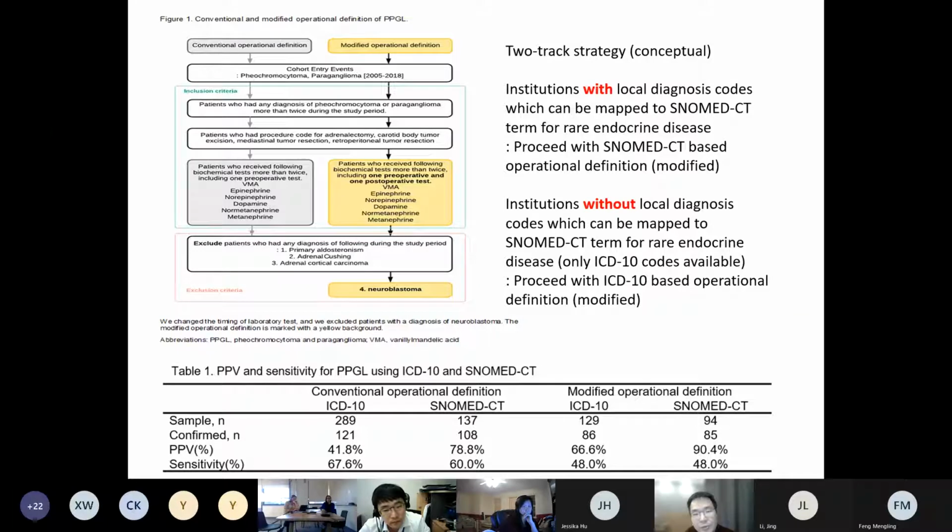So we decided to use a 2-track strategy for that. If institutions have local diagnosis codes for these rare endocrine diseases, then we can proceed in a pretty clear way with the SNOMED CT operational definition. But if institutions do not have local diagnosis codes and just have ICD-10 claim codes, then we'll proceed with an ICD-10 based operational definition as a modified form, with the evaluation of the performance of this phenotype in multiple institutions. For example, for pheochromocytoma and paraganglioma, when we approached with ICD-10 codes, it yielded a positive predictive value and sensitivity of 66% and 48%, but we can improve the positive predictive value up to 90%. Still, the sensitivity is not enough to be ideal.